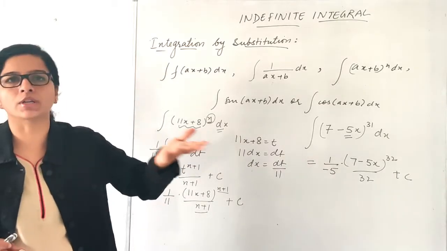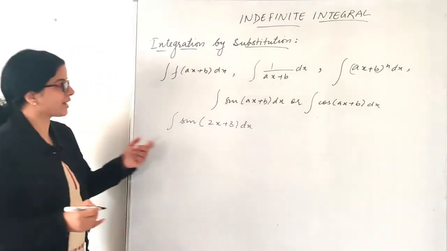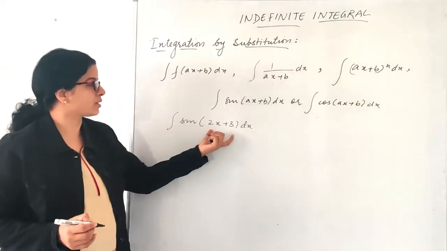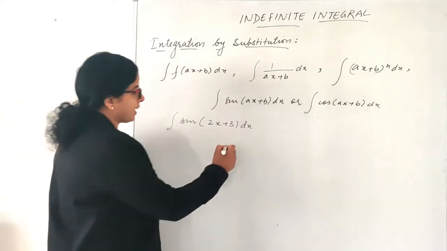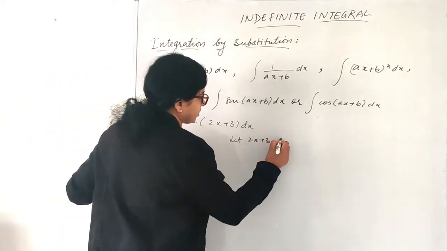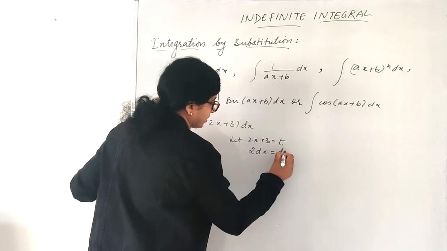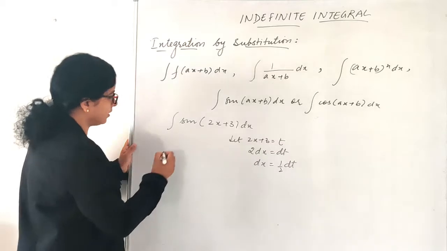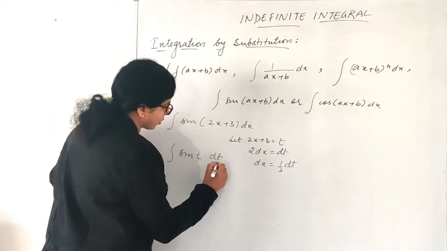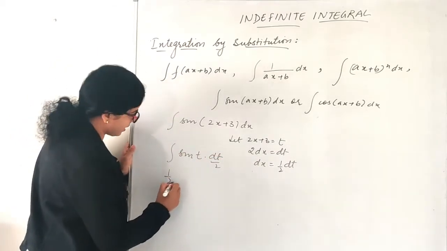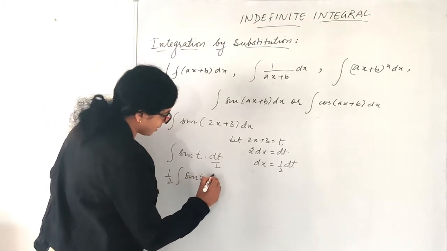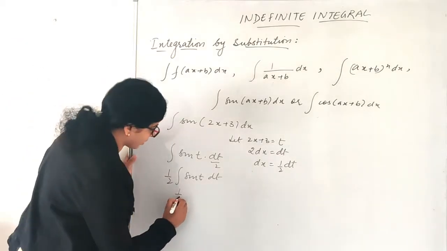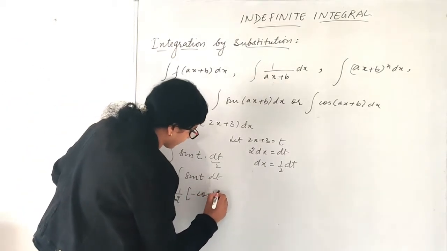And our traditional formulas, whatever we have been using till now. So let us take now this example. We will check now these kinds. So it is given: integration of sin(2x plus 3) dx. So let 2x plus 3 be equal to t. 2 dx is equal to dt. dx is equal to 1 by 2 dt. Let us substitute here. So sin t dt upon 2. We can take out 1 by 2 outside. So we are left with sin t dt. What is the integral of sin t? Minus cos t. So 1 by 2 into minus cos t plus c.